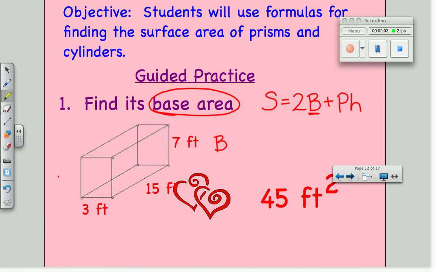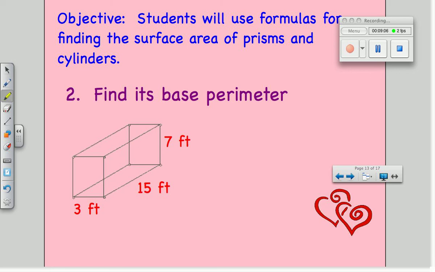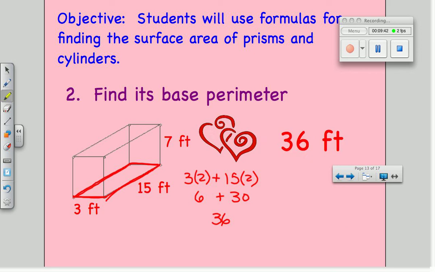Next step, what are we going to find? The perimeter. So the base perimeter. So I want the perimeter of here to here to here to here. Base perimeter. 3, and there's 2 3s, so I can multiply that by 2 and add 15. And there's 2 of them, so multiply by 2 because this is 15 over here as well. So this means 3 plus 3 plus 15 plus 15. Same thing. 3 times 2 is 6. 15 times 2 is 30. So that's 36. So the base perimeter is 36 feet.